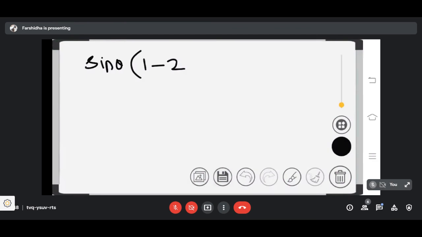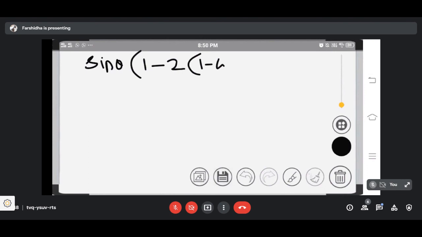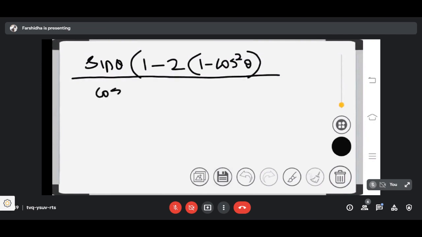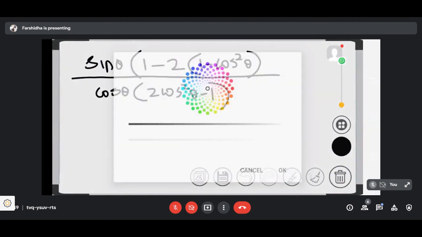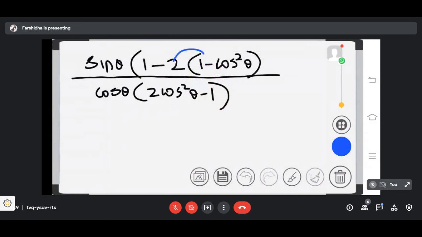So it will be 2 into 1 minus cos square theta. Negative sign here. It's two terms, so you need to put the bracket over there. Divided by, write the same thing, cos theta into 2 cos square theta minus 1. So next step, what I'm going to do is giving this 2 to both the terms. I'm distributing that 2 into 1 and cos square theta in the next step.